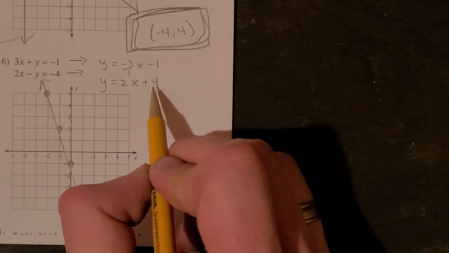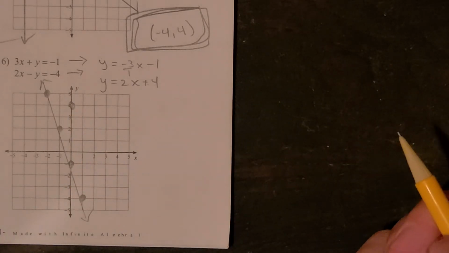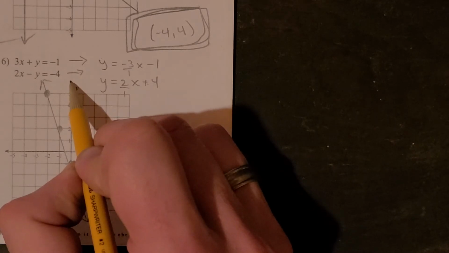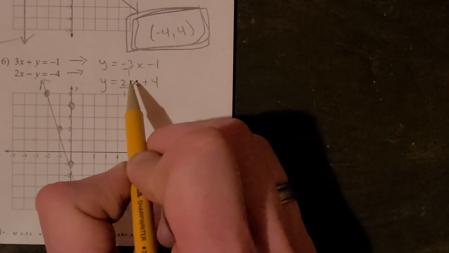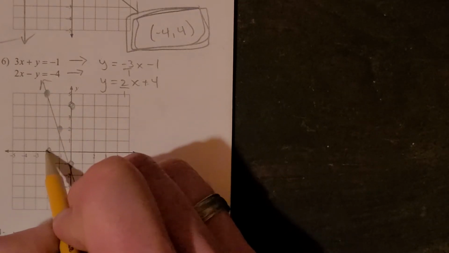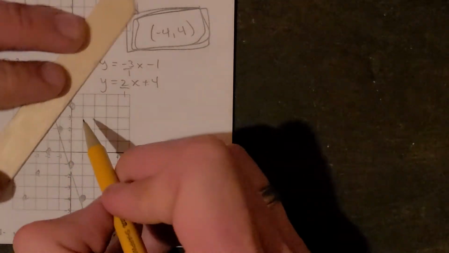Then I do this bottom one. This one starts at a positive 4. And then my slope is 2 over 1. So I go up 2, 1. Can't go up 2, so instead of going up and to the right, I'm going to go backwards. Down left, down 2 left 1, down 2 left 1, so on and so forth.